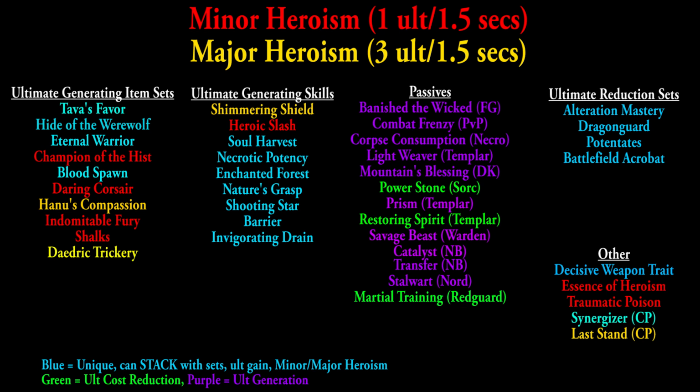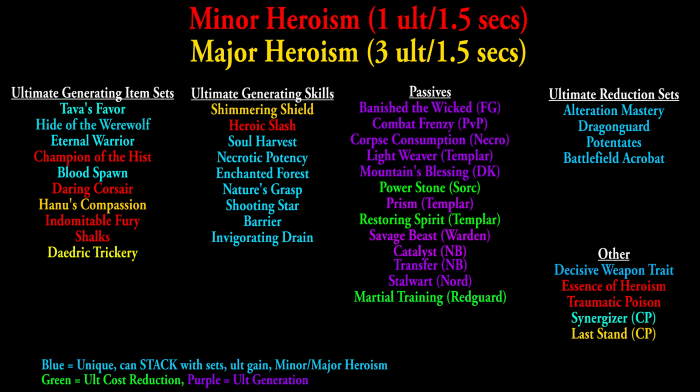We also have class passives like Mountain's Blessing for the DK, Prison for Templar, Transfer and Catalyst for Nightblade, Savage Beast for Warden, Enchanted Forest is a skill for the Warden, Invigorating Drain is a vampire skill that grants ultimate, Banish the Wicked is a passive of the Fighters Guild skill line, Combat Frenzy from the PvP skill line, Synergizer CP passive, the Last Stand CP passive, Necrotic Potency from the Necromancers, and Soul Harvest from the Nightblades, if you kill things with that ultimate slotted on the bar you killed stuff with.